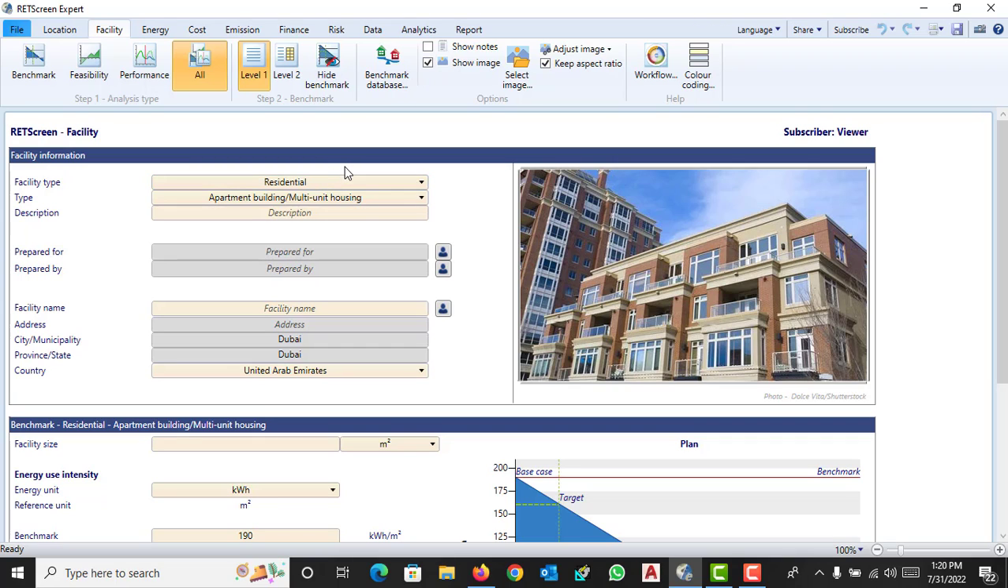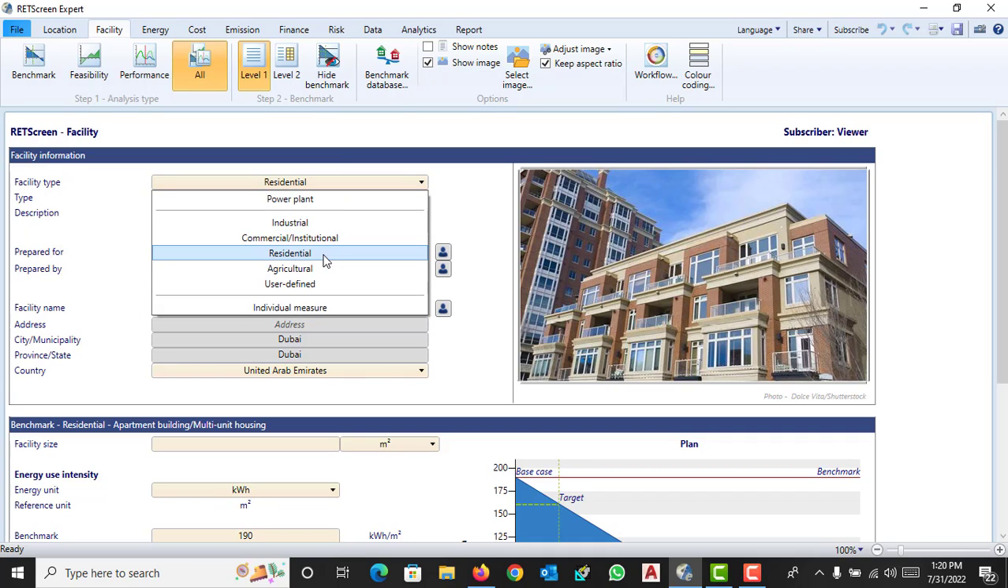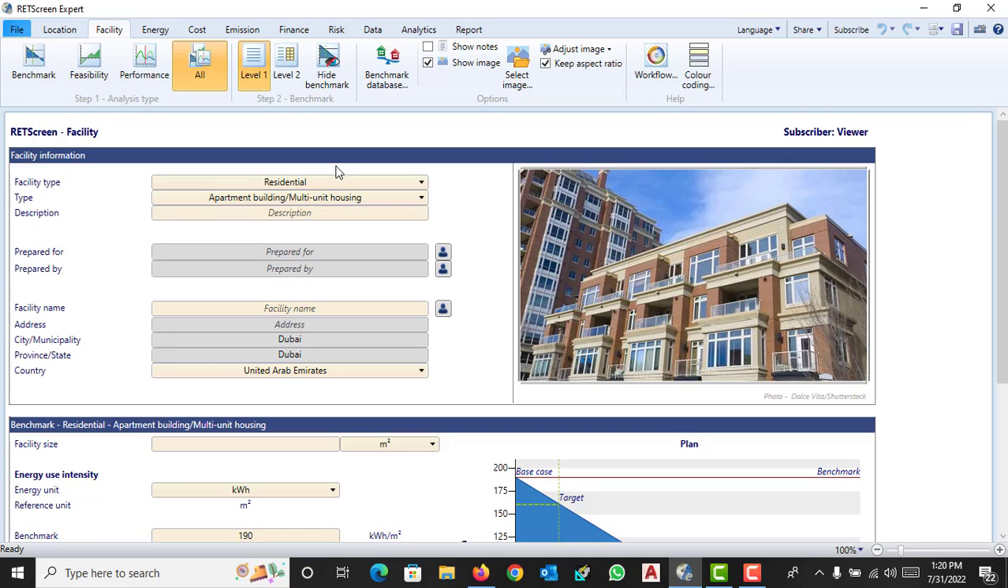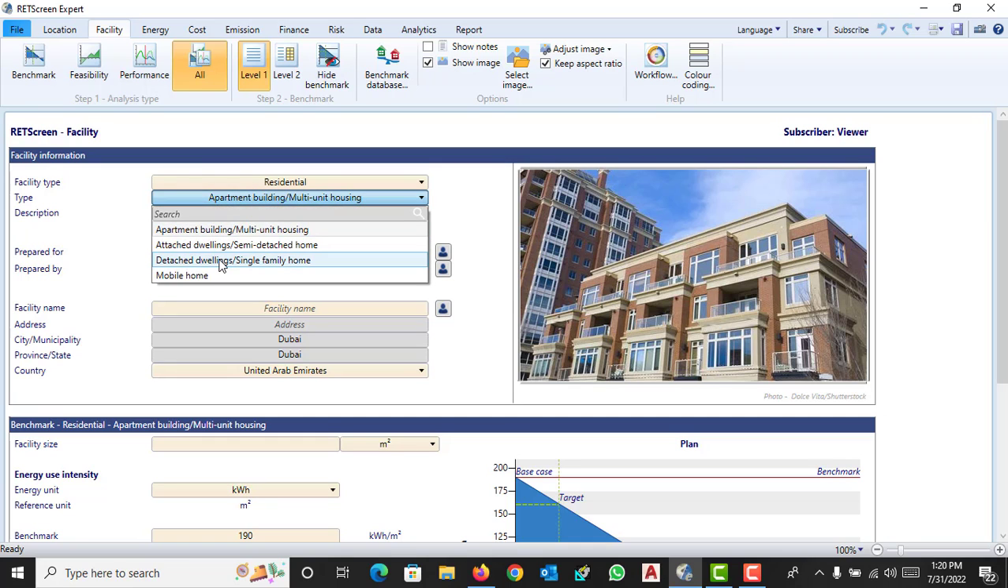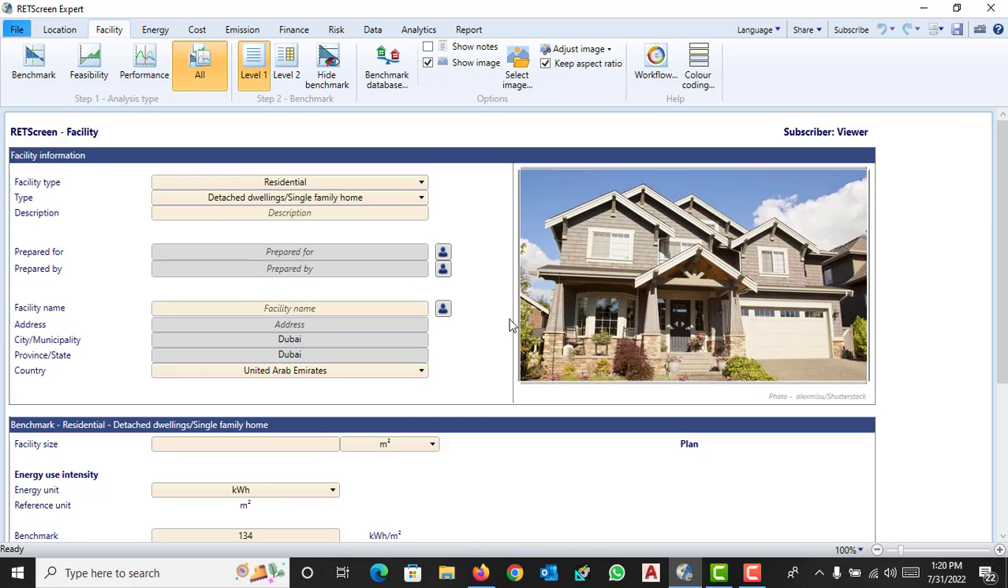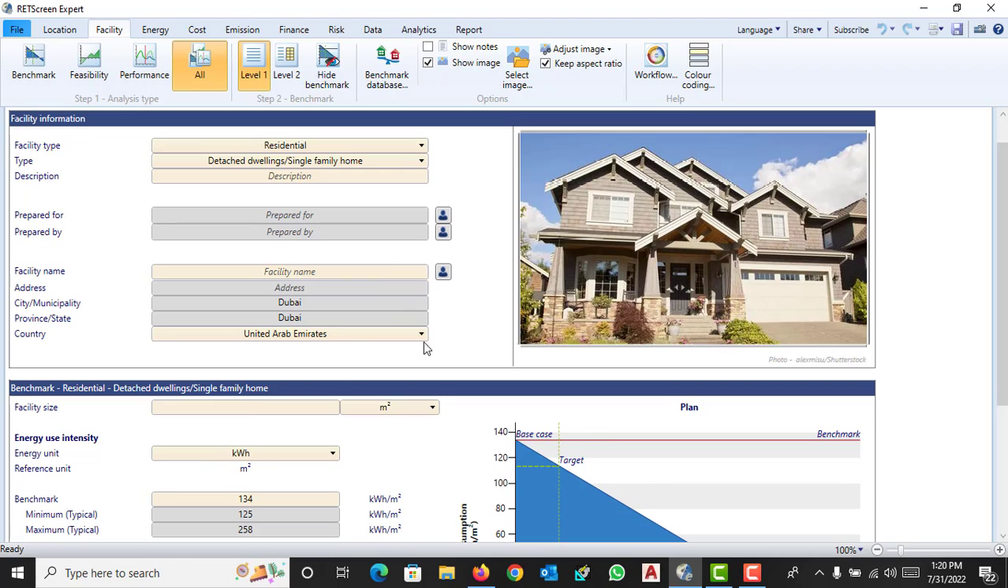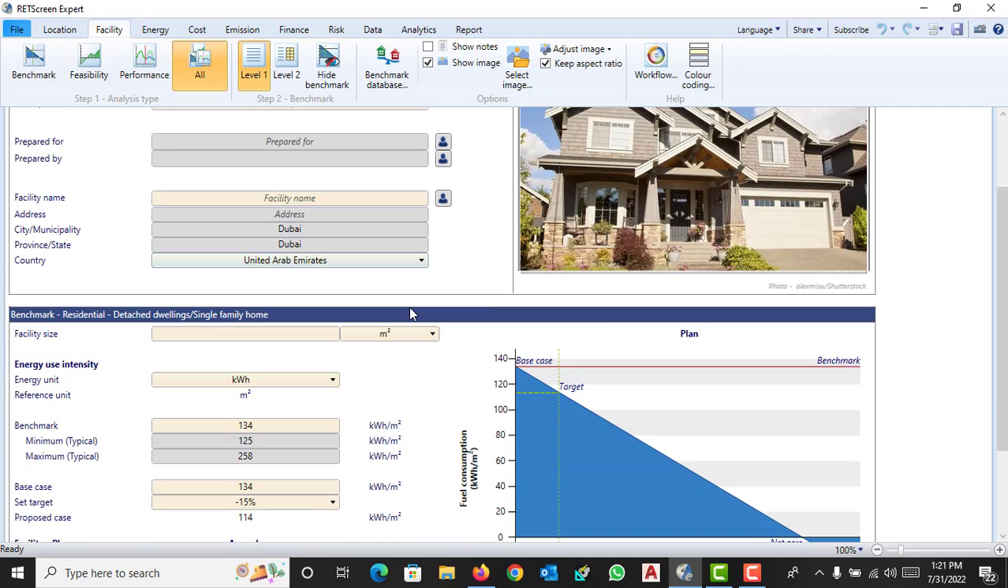In facility, we select what type of building we are dealing with. If it's residential, click on residential. It may be agricultural, it may be commercial, it may be industry, it may be a power plant. So I'm going to calculate it for a sample residential building, and this may be a detached dwelling, single family home. Now if you are going to prepare this for someone, just put the name prepared by, and address, facility name. Country is already selected in the previous selection.